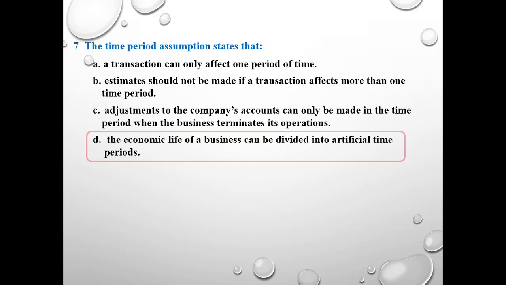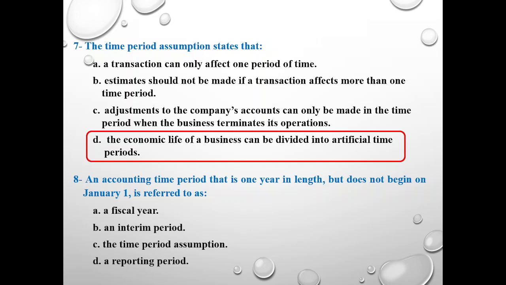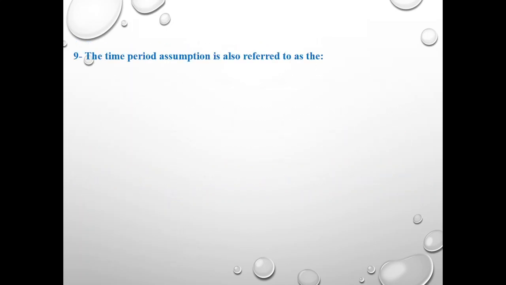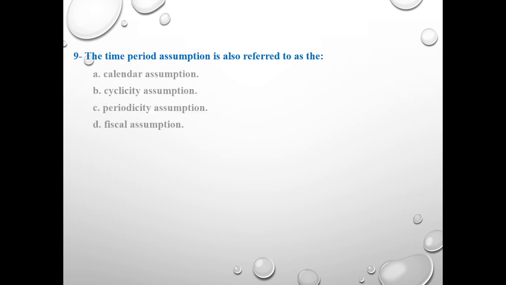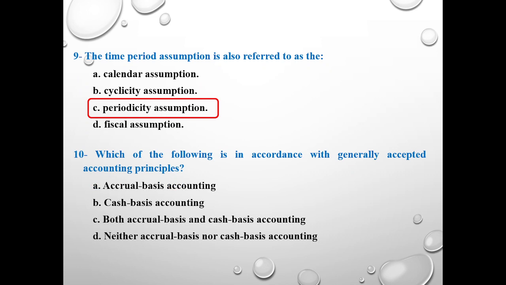So the correct answer is D. Number 8, an accounting time period that is 1 year in length but does not begin on January 1, we refer to as a fiscal year. 9. The time period assumption is also referred to as periodicity assumption. And finally, number 10. Which of the following is in accordance with generally accepted accounting principles? Only accrual-based accounting is in accordance with generally accepted accounting principles.